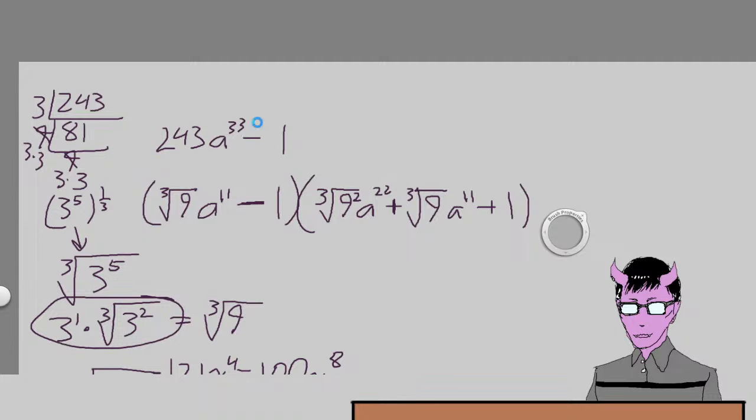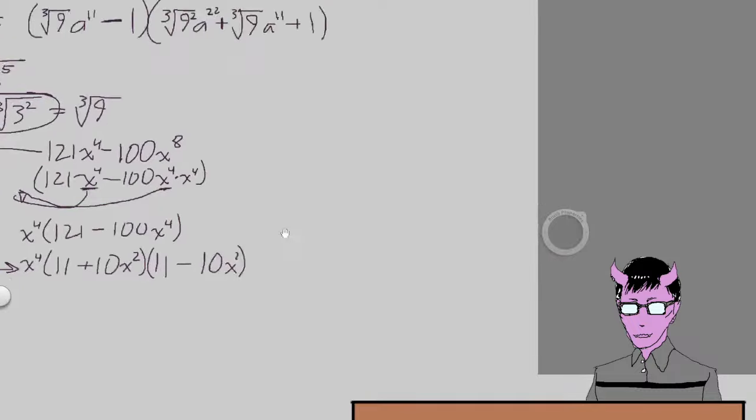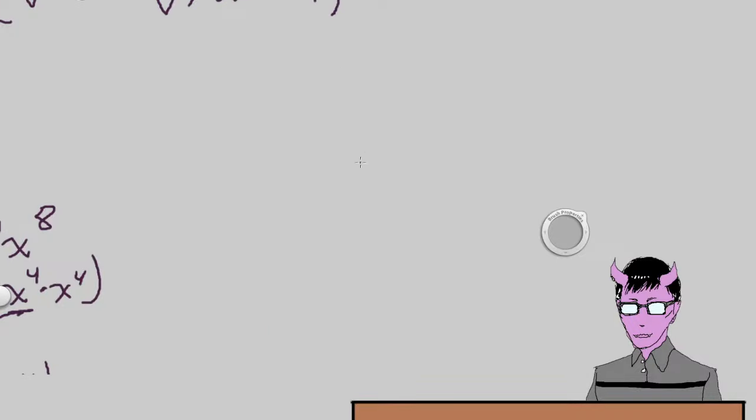So difference of two cubes. Again, sometimes the number ain't exactly a perfect cube or a perfect square. That's okay. So sum of two cubes.